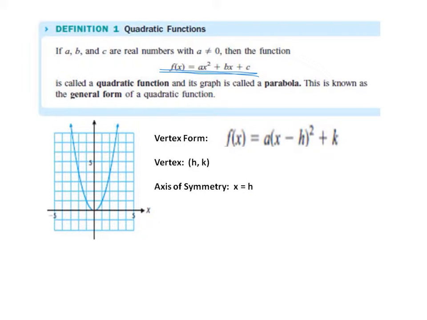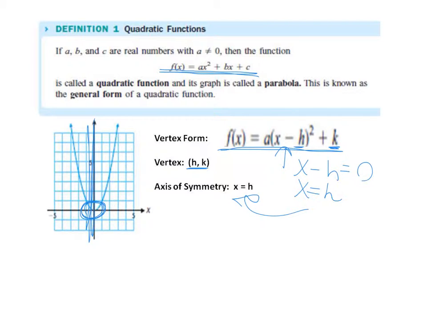And then here is your vertex form. The reason they call it the vertex form is because your h and your k are going to be where the vertex is. It's going to be right here. And then your axis of symmetry is just solving for this. So that's going to be this part right here, right down the middle. That's why x minus h equals 0. Remember, that's on the inside. When it's on the inside, then you want to go ahead and solve for it. So x equals h. Hence the reason that's your axis of symmetry.